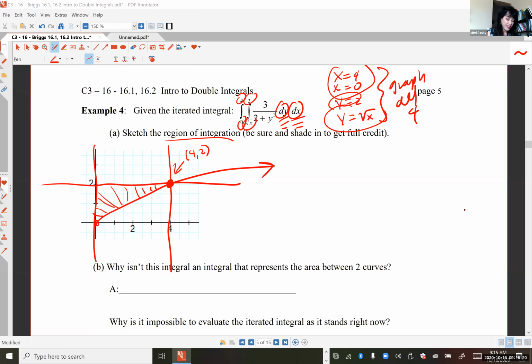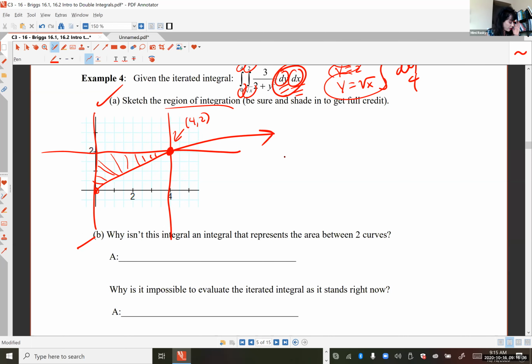Fantastic. Now, the dy dx, the order of integration that they are using is the vertically simple choice, just so you know. And so we're done with part A. What's next for part B? Oh, we were supposed to answer a question for part B, which I think I already answered, but let's just try it again. Why isn't this integral an integral that represents the area between two curves?